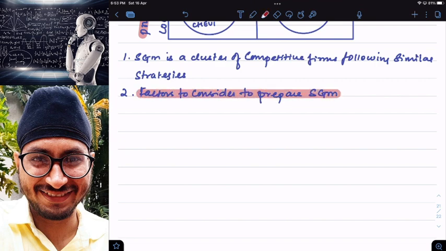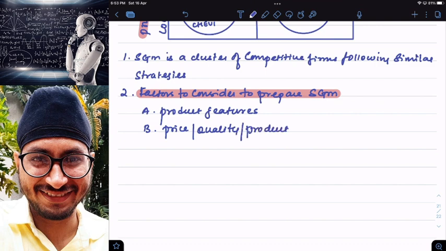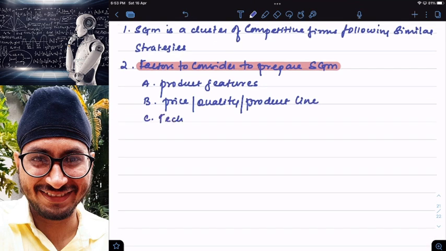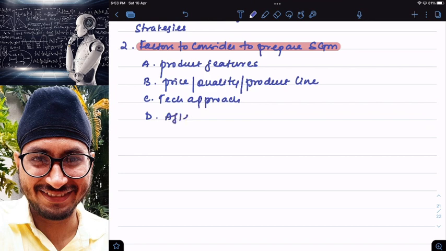Sir, we have taken two examples, right? What are the other things you can take? I can take into consideration product features. I can compare two companies on the basis of product features and create a strategic group map. I can create it on the basis of price, quality, or product line. I can also compare companies on the basis of technology, tech approach. I can prepare a strategic group map on the basis of after-sales services.